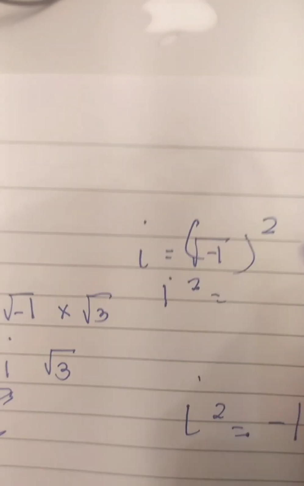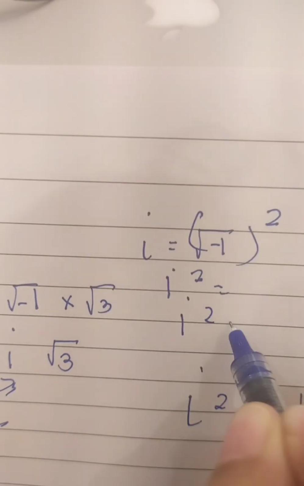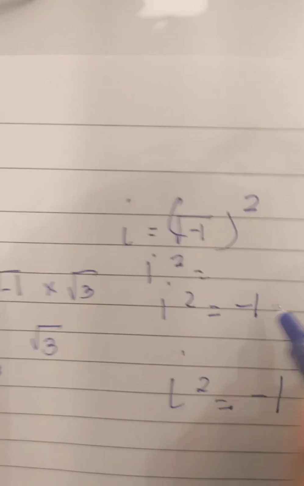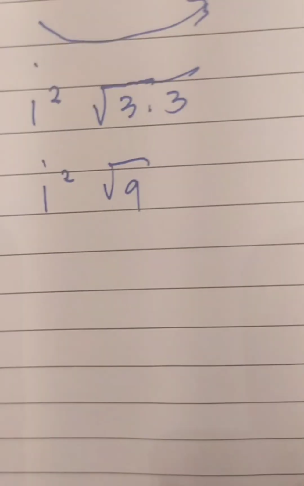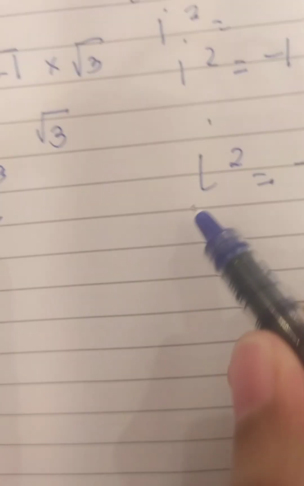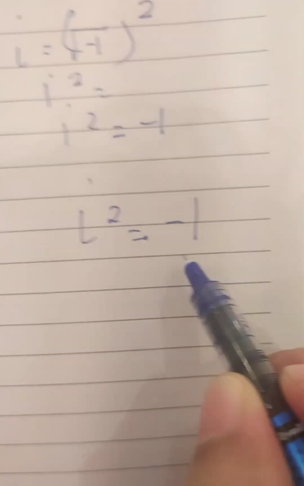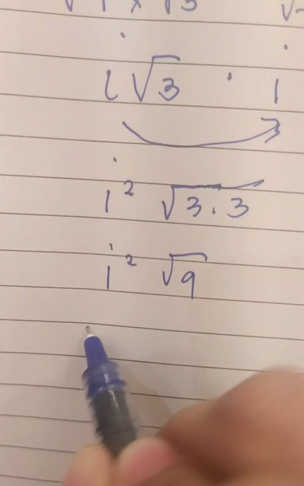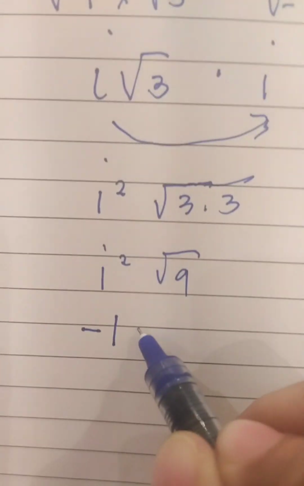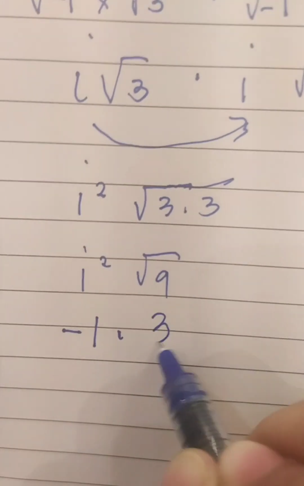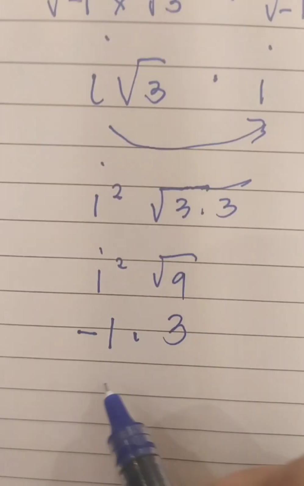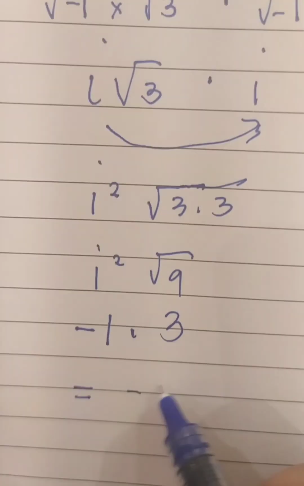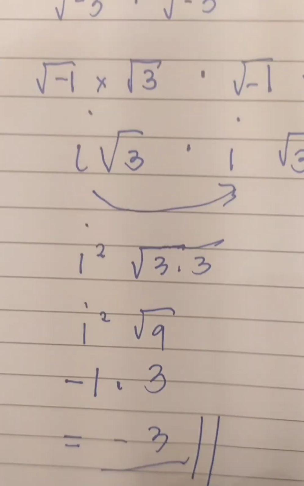tatanggalin natin yung square root. So, magiging ang I squared ay equal to negative 1. Kaya, ganyan ang mangyayari. So, papalitan na natin ngayon, by definition, ng I squared to negative 1 na ganito. So, magiging ganito ang ating equation times 3 kasi ang square root of 9 is equal to 3. So, ang ating answer ay negative 3. Ganun lang po.